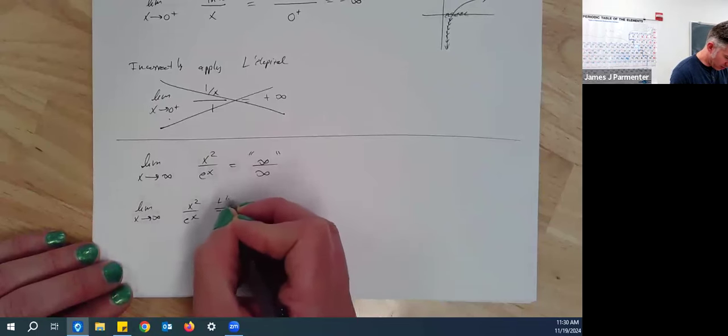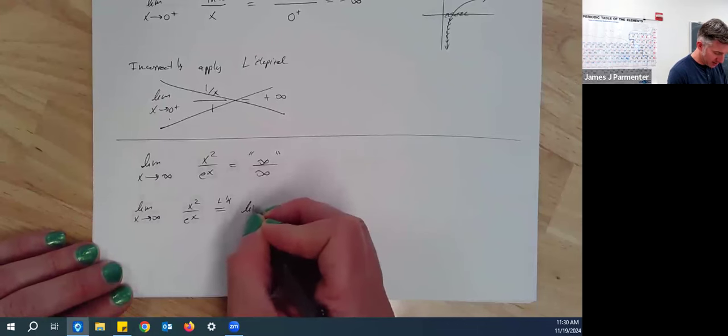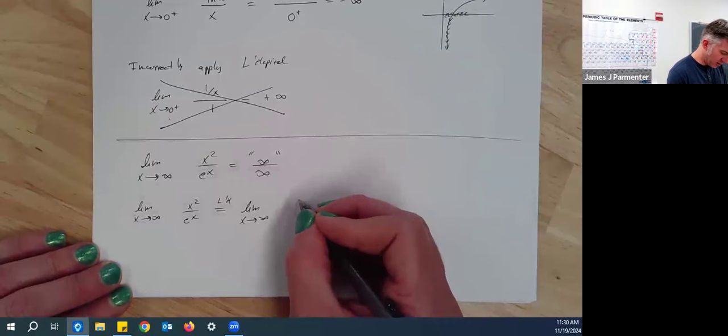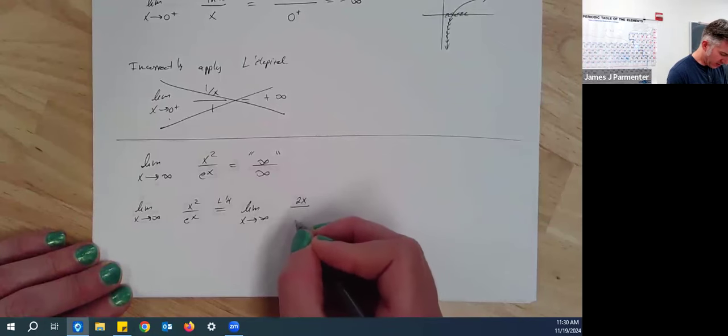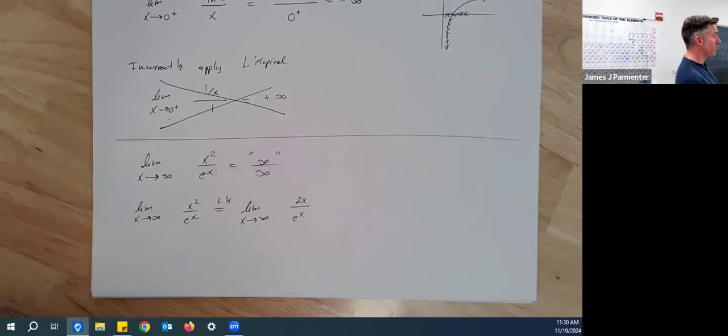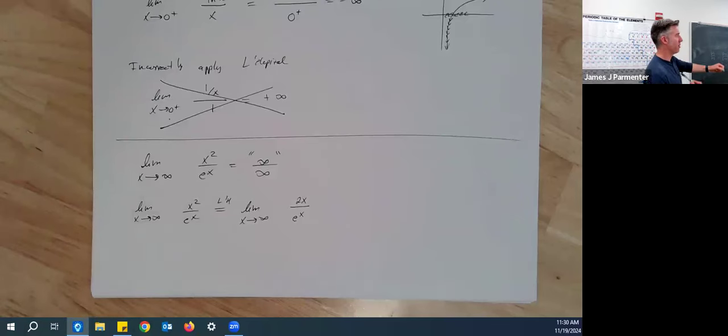So we're just going to rewrite it. Still going to write the limit as x approaches infinity. But now we're going to take the derivative of the top, which is 2x, and the derivative of the bottom, which is e to the x. And we still have infinity over infinity. Right? The top is still getting infinitely large. The denominator is still getting infinitely large. So we do it again. Often you'll have to apply L'Hopital's rule like 2 or 3 times before you get to a place where you can actually do it. So I should back up a little bit here.